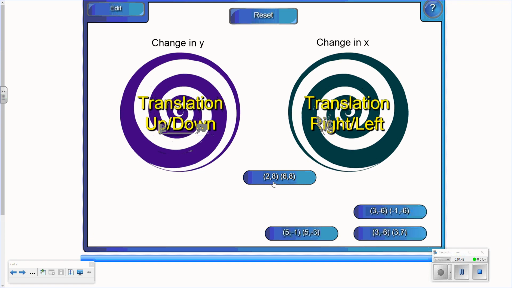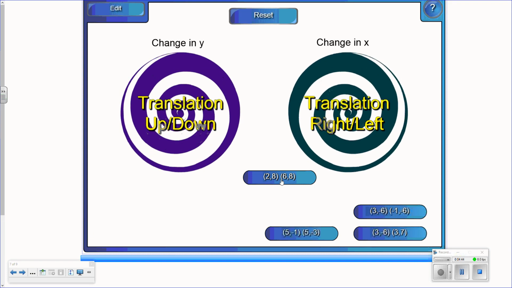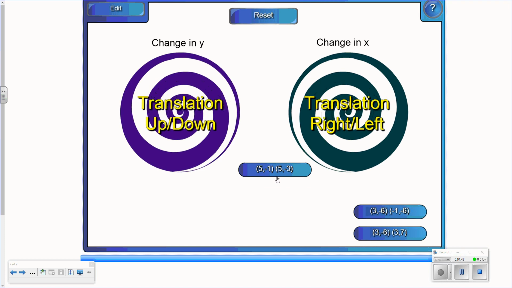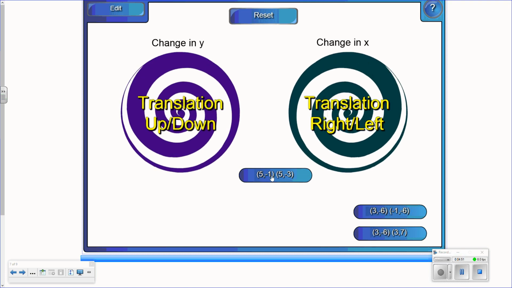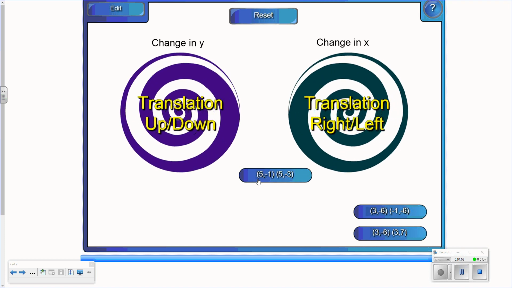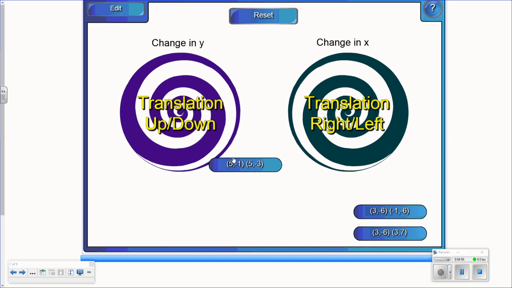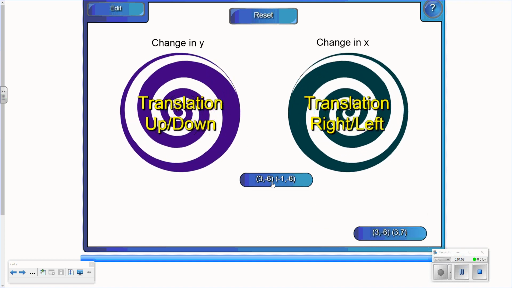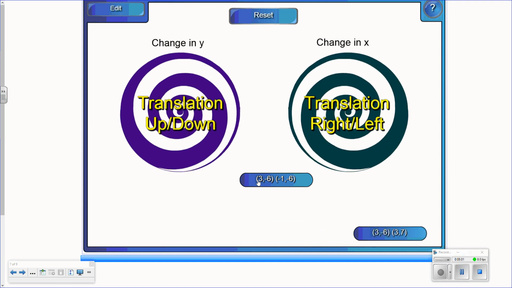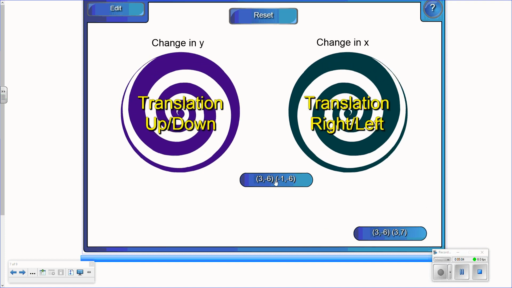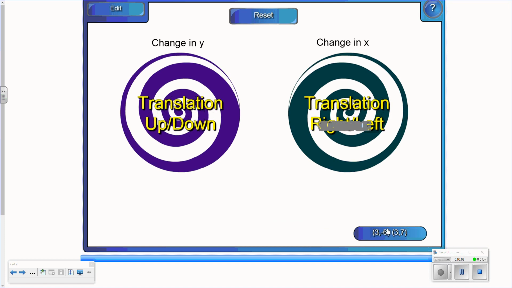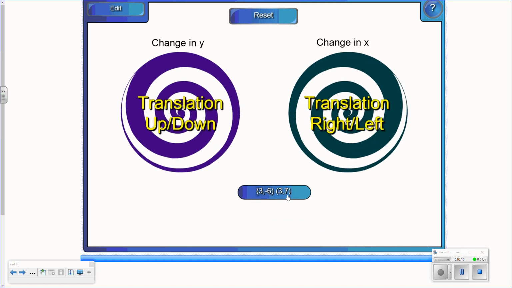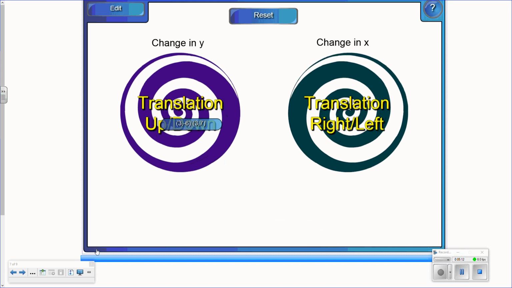In this one, the y is the same, but x changed. That means it slid right. In this one, the x stayed the same, but the y went from -1 to -3. In this one, the y is the same at -6, but it went from 3 to -1. That means it went left. In this ordered pair, the x is the same, and the y went from -6 to 7, up and down.